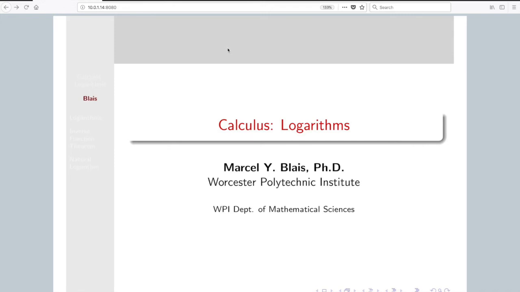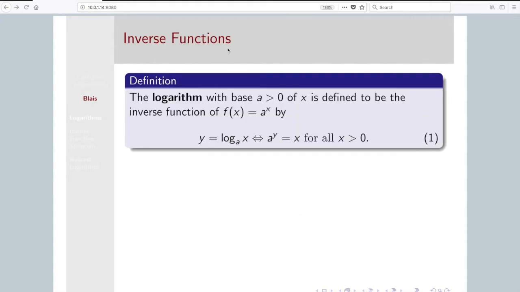Okay, in this lecture, we will be covering logarithms. The way we define a logarithm is via the inverse function of an exponential. So remember we had covered our exponential functions, f of x equals a to the x, where a is greater than 0. We say the logarithm with base a of x is defined in the following way. y equals log base a of x if and only if a to the y equals x for all x greater than 0.